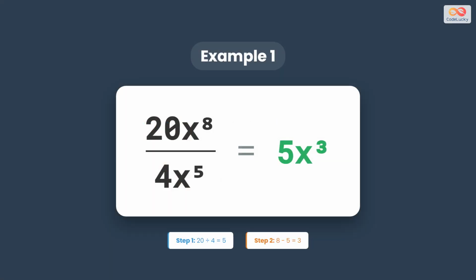Putting it all together, let's solve 20x to the power of 8 divided by 4x to the power of 5. First, divide 20 by 4 to get 5. Then, subtract the exponents. 8 minus 5 equals 3. The final answer is 5x cubed.